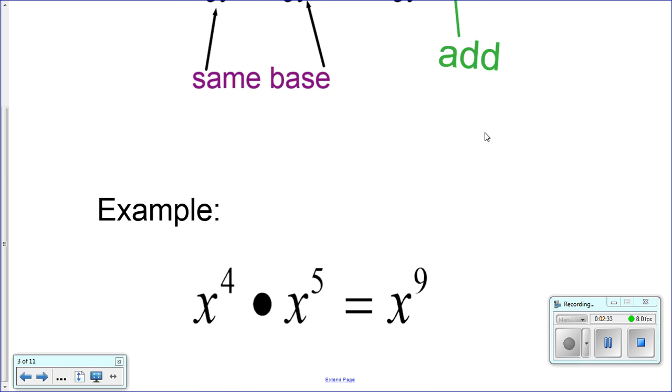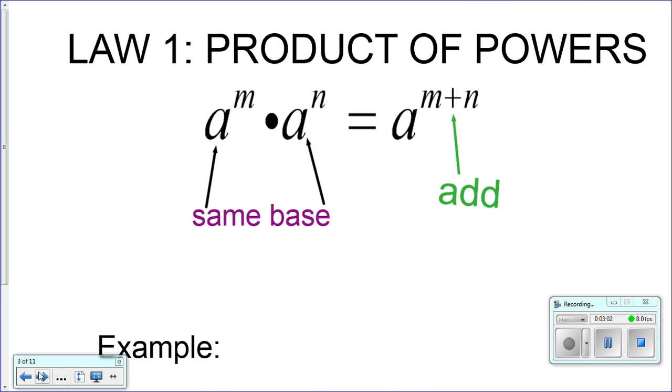Here is an example. If we have x to the 4th times x to the 5th, again, same base, that actually equals 4 plus 5 equals 9, so x to the 9th. And you can think of it in expanded form. X to the 4th means x times x times x times x, 4 times, right? Times another 5 x's. So that means you have 9 x's total being multiplied together. So that's why you add them together. Okay? So that is our first one, product of powers.